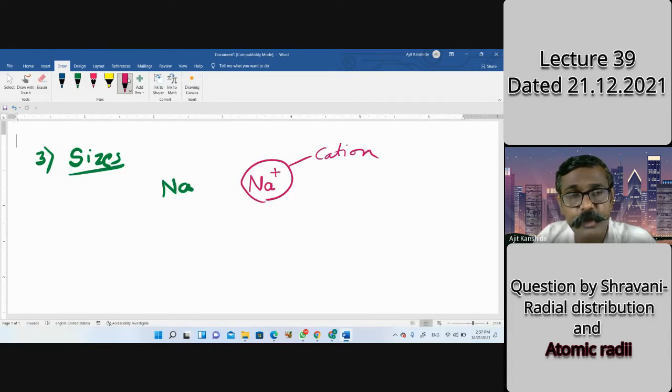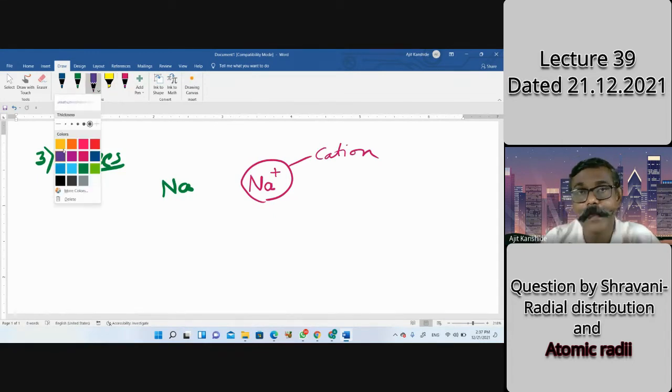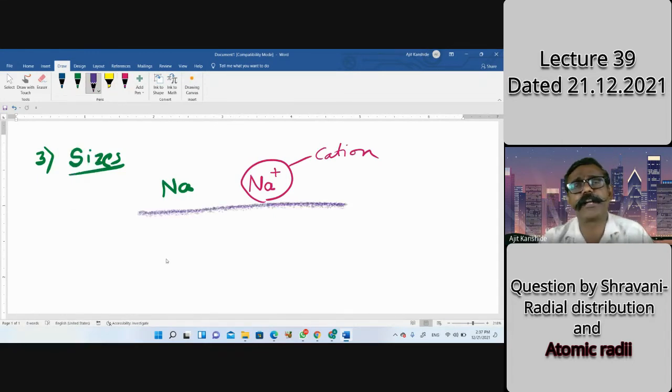I want an answer from you. Who is larger, Na or Na plus? Okay, let us consider you don't know the answer. I give you a hint, then you tell me. It is true Na plus is formed by loss of an electron. So in Na plus, the number of protons is 11, and the number of electrons is 10.